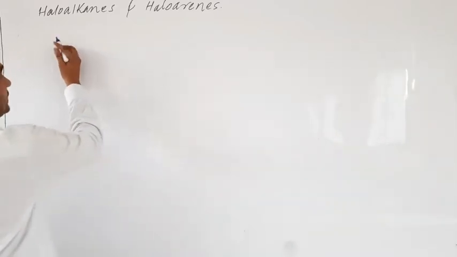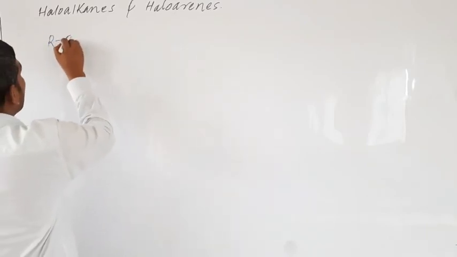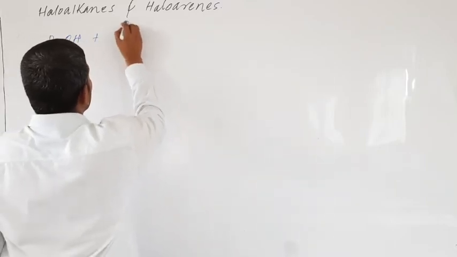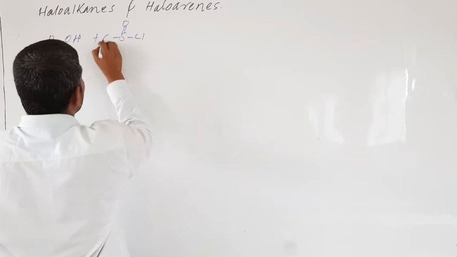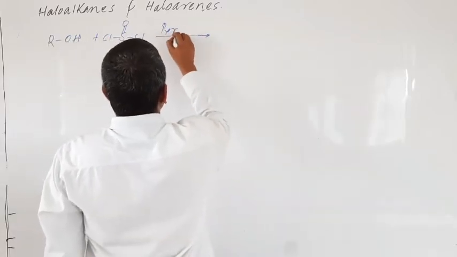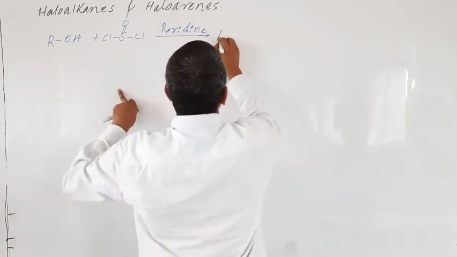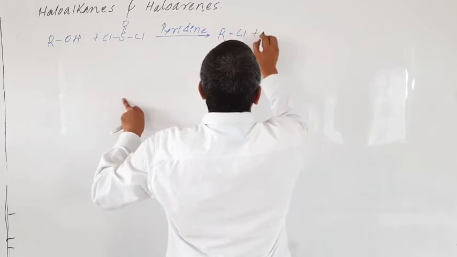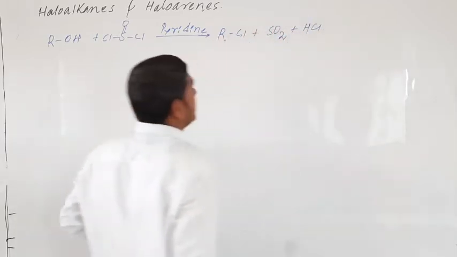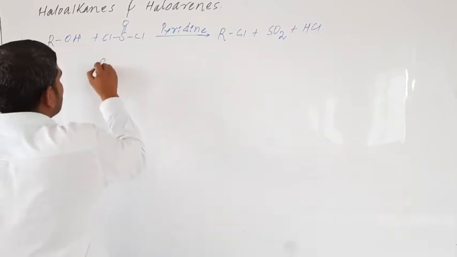By using thionyl chloride, when alcohol reacts with SOCl2, thionyl chloride, in presence of pyridine as a catalyst, it forms RCl plus SO2 plus HCl. The same method you can use over here also.